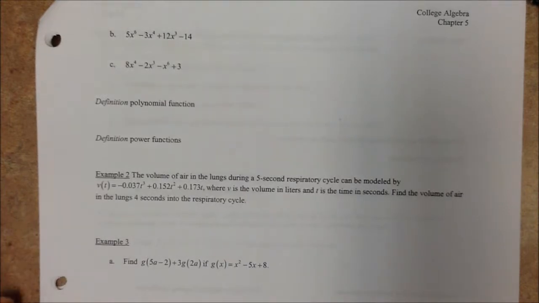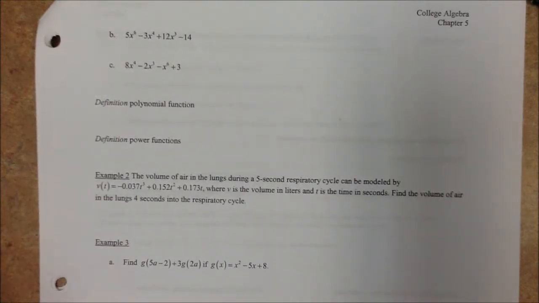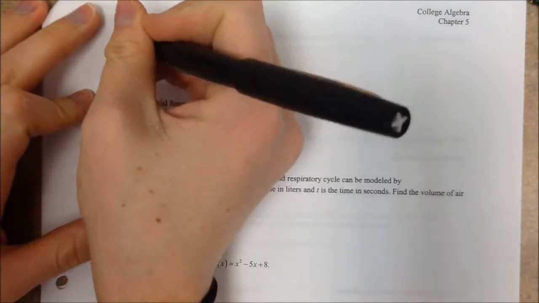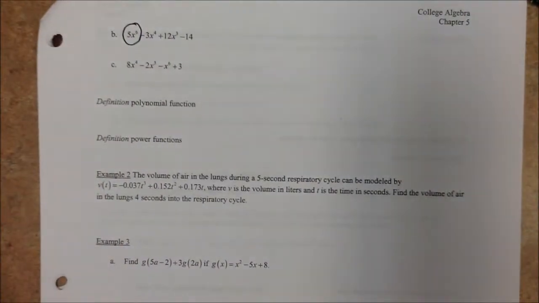Okay, so part B. This one is a polynomial. All of our exponents are positive integers. We don't have any square roots. We don't have any variables in the denominator. And so here we're just going to try to pick out what our leading term is. So this guy right here is the leading term. It has the largest exponent.